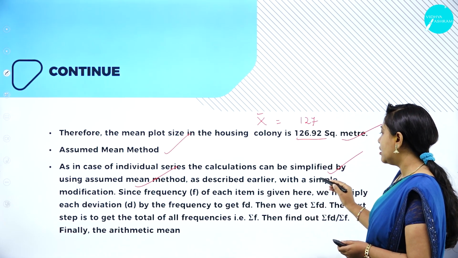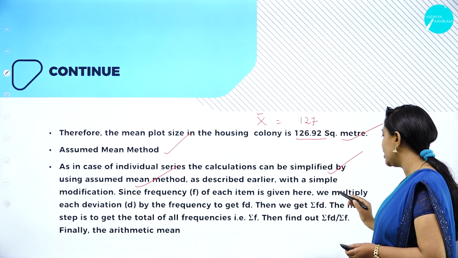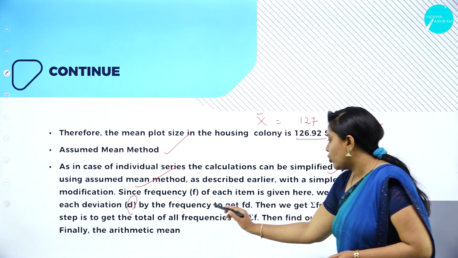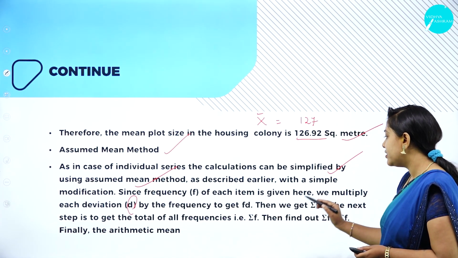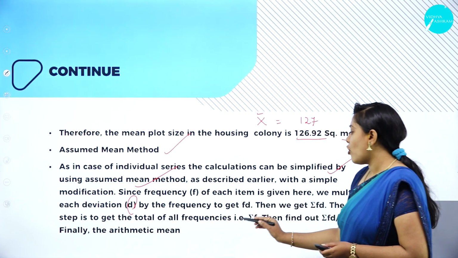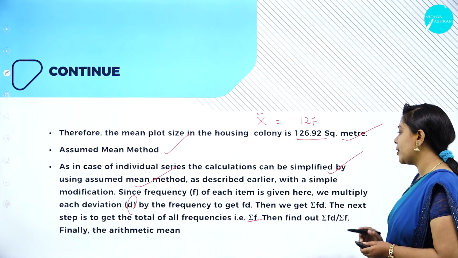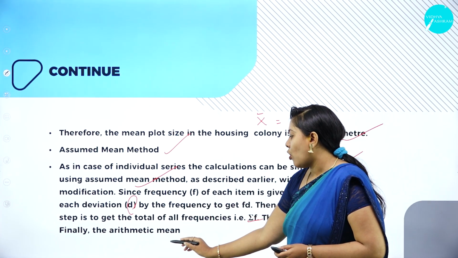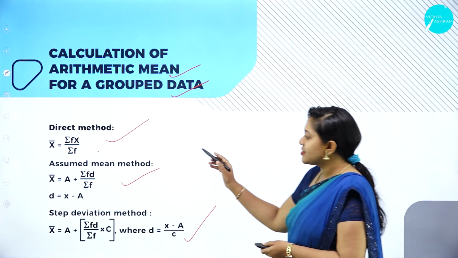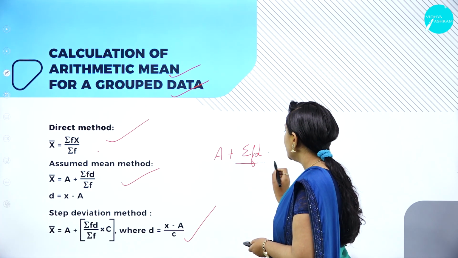It is the method I described earlier, with a simple modification. Since the frequency of each item is given here, we multiply the deviation D by the frequency to get fD. Then we get sigma fD. The next step is to get the total of all the frequencies, that is sigma f. Then find sigma fD divided by sigma f, to finally compute the arithmetic mean. So what is the formula? The formula is A plus sigma fD divided by sigma f.